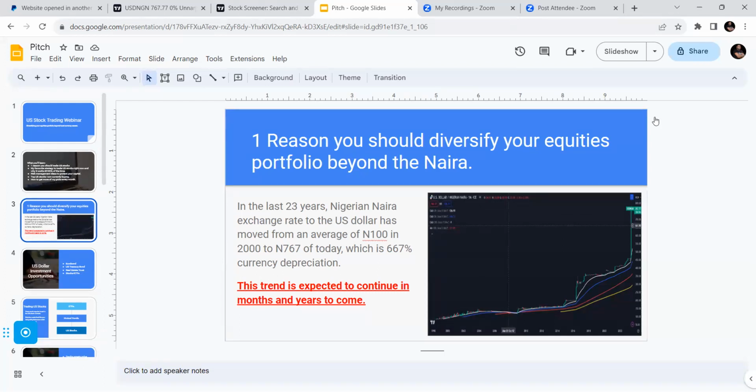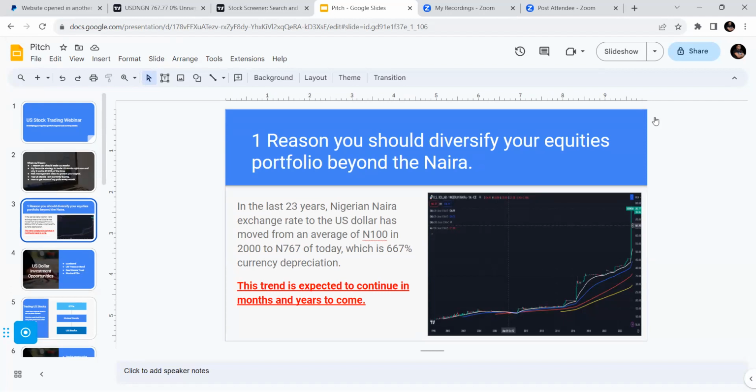In fact, there are mobile apps right now that have made it so easy for us to save in dollars. We have Piggyvest. You can save in dollars on Piggyvest, but I strongly advise that you go to your bank because the reform right now is making it easier for us to access our dollars from our dollar accounts. Unlike before, when CBN was almost mandating everybody that owns a dollar account to liquidate their money at official rates.